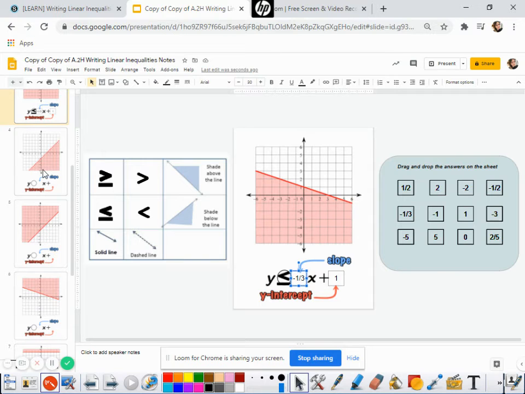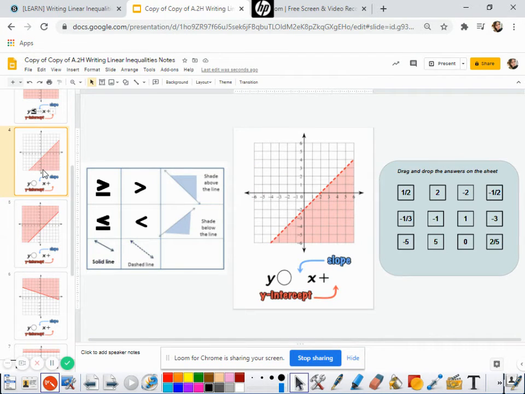Let's go to slide number 4. This is a dotted line, and look at where the y-intercept is. The y-intercept is at negative 2, so I already have one answer. Grab the negative 2, slide it over. And then I know that it's a dotted line and that it's shaded below. So it has to be this one, less than. Put it where it goes. And now all we have to do is find the slope.